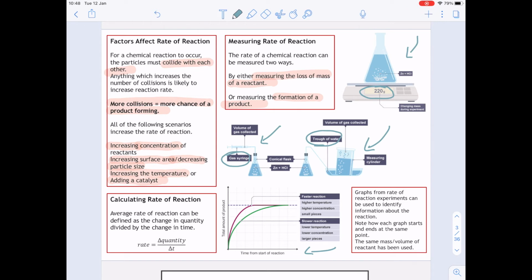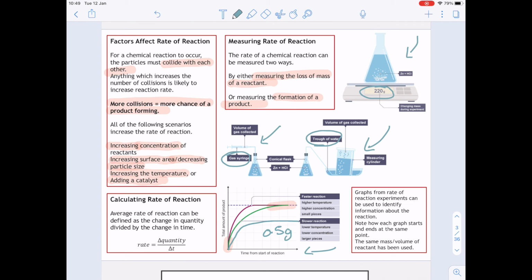Now your graphs from your rate experiments are usually used to identify information about the reactant. Note as well, if you have a look here at the end, they start at the same point and they end at the same point. What that means is the same mass or volume of reactant has been used. If I have a look at this one, I start at the same, but I finish at roughly half of the other one. What that means is I've got half the amount of the other one. So say for example, the pink and the green one was 1 gram of a metal. The blue one underneath could be 0.5 grams of your metal.